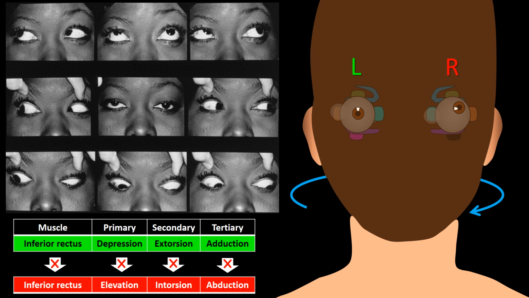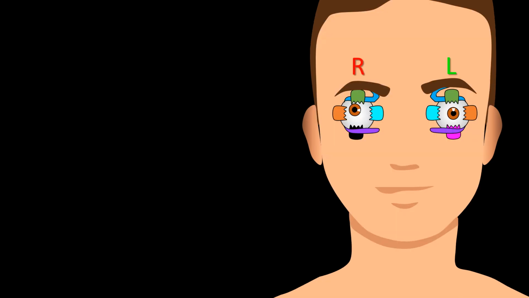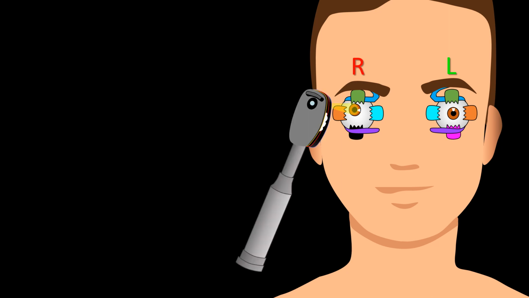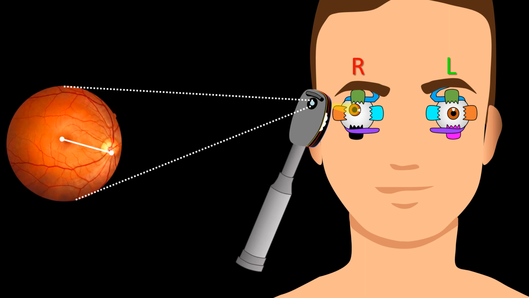I have placed a curved arrow to indicate a twist which brings the face forward, keeping the eye in primary position. Fundoscopy in a patient with intorsion will reveal that the disc is lower than the fovea. As you know, the fovea and the middle of the disc should be at about the same level.